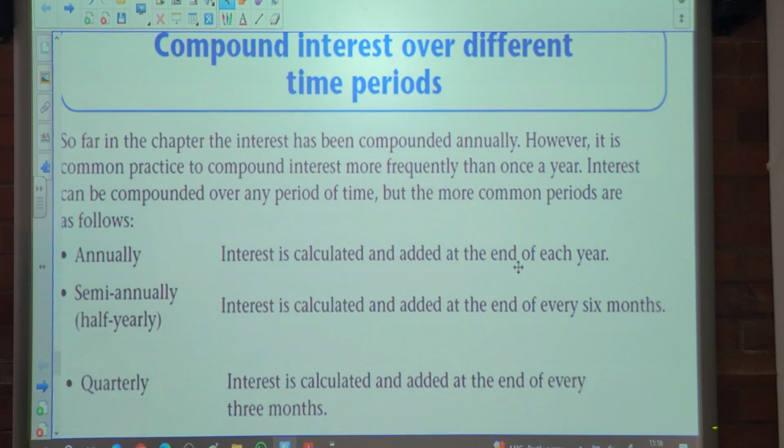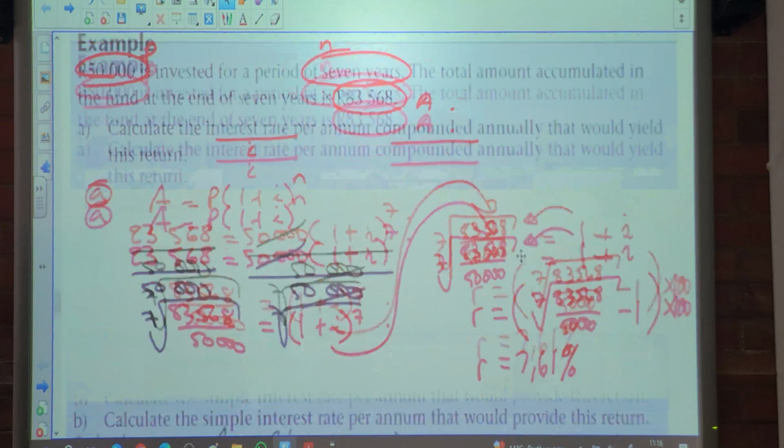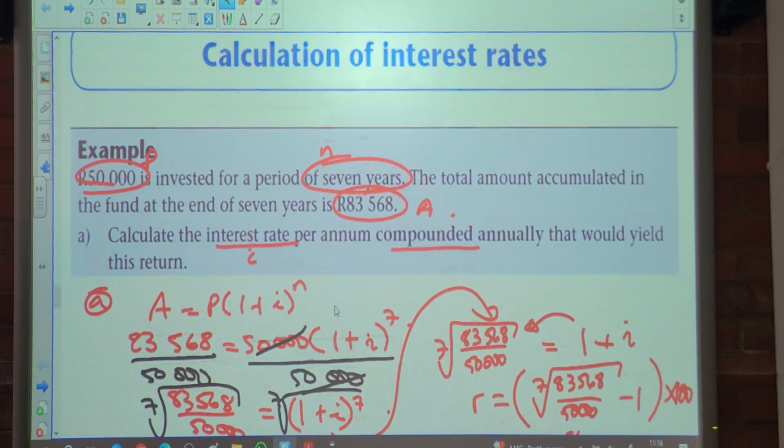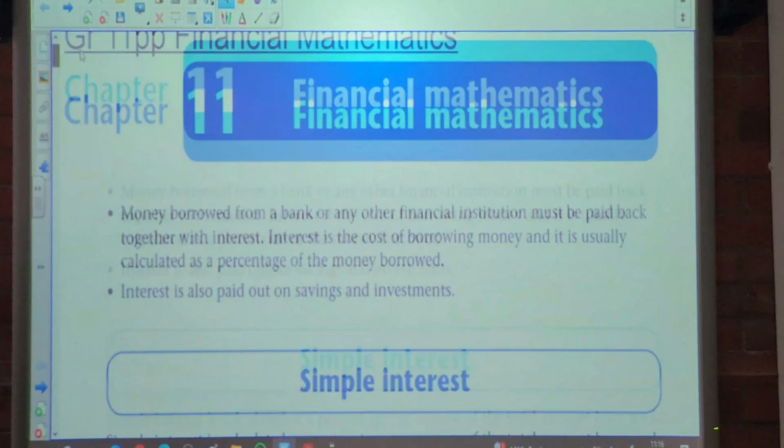Compound interest over different time periods. We're going to go into this straight away. That is grade 11 work. What we've done so far was grade 10 work. Okay.